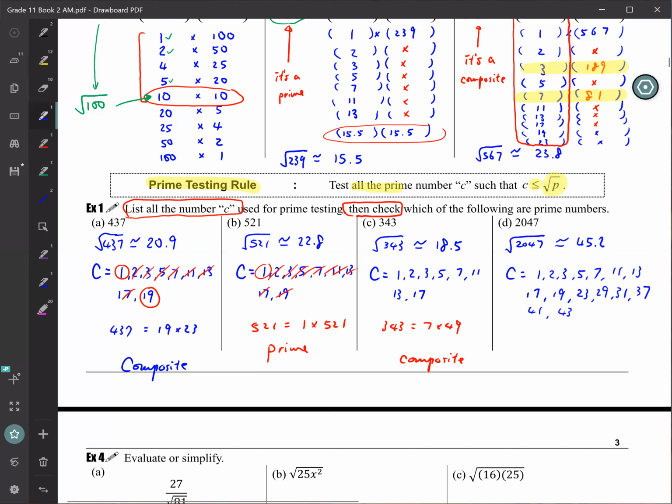Did you find anything that works? I did 23 and 89. Okay, so what does that mean? It's a composite, 23 times 89. So composite. Okay, so that's how you check if it's a prime or not.